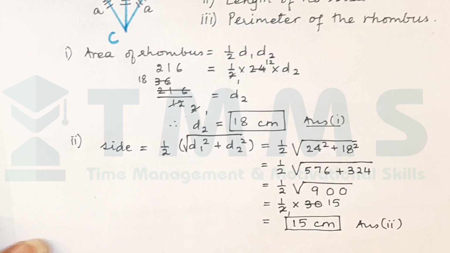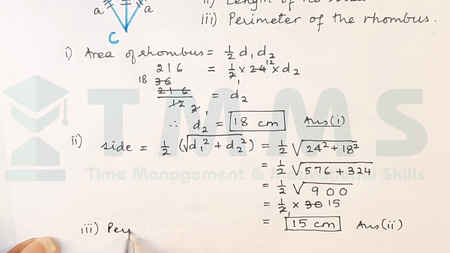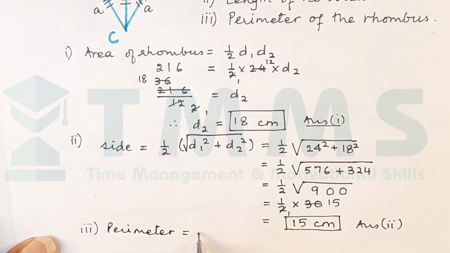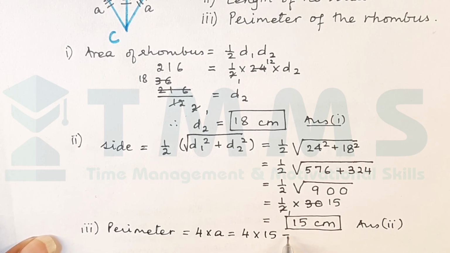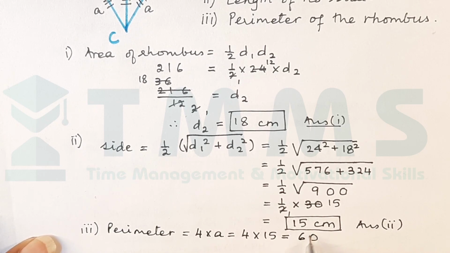Now we come to the last bit. The third part says perimeter is equal to 4 multiplied by a. That is our formula. Do you remember that? Then we substitute and we will get 60 centimeters, and that is our answer 3.